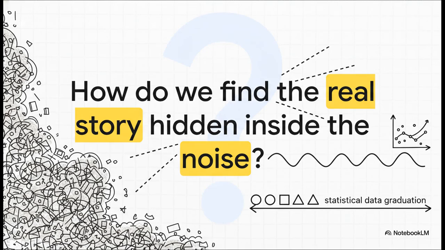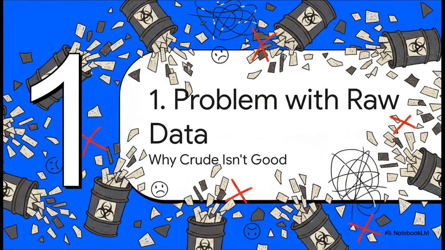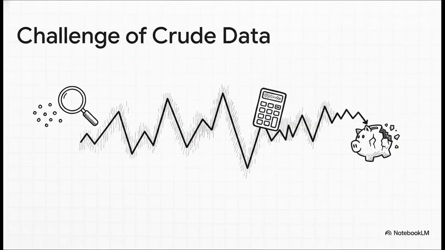And that right there is the million-dollar question. If the raw data is too much of a mess to be useful, how do we find the real pattern that's hiding underneath it all? How do you separate the signal from all that static? Well, that's exactly what we're going to break down in this explainer. So first up, let's get a really solid handle on why using this raw or crude data is such a problem to begin with. The problems are pretty obvious when you lay them out.